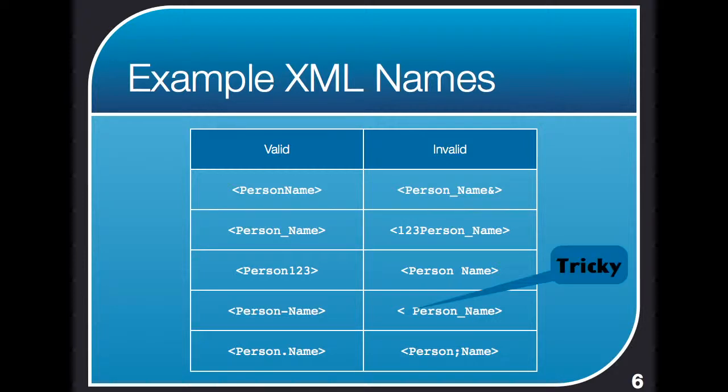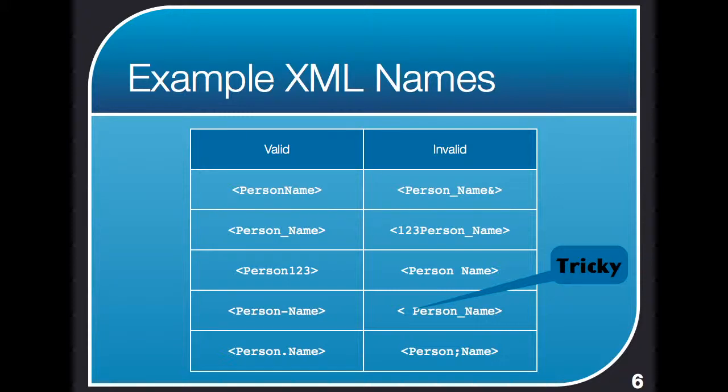The fourth one is tricky, and depending on the font you're looking at these things in, can actually be hard to find. There's a space in front of the word person name, and indeed XML doesn't allow a space there. It's kind of cool about a space at the end. It won't complain too much about that, but you can't have a space between the beginning of the name and that opening angle bracket. So that one's invalid too. But again, that's sometimes hard to see depending on the font you're using.